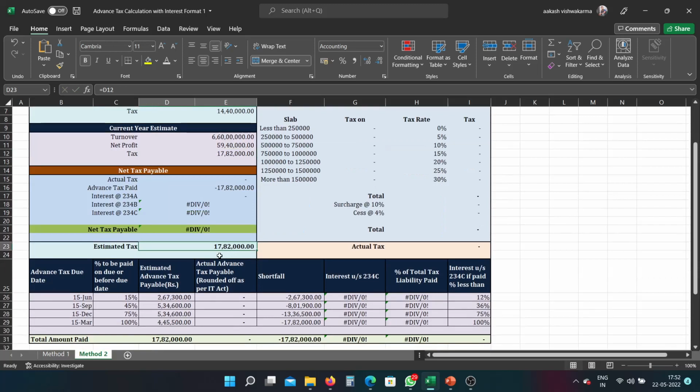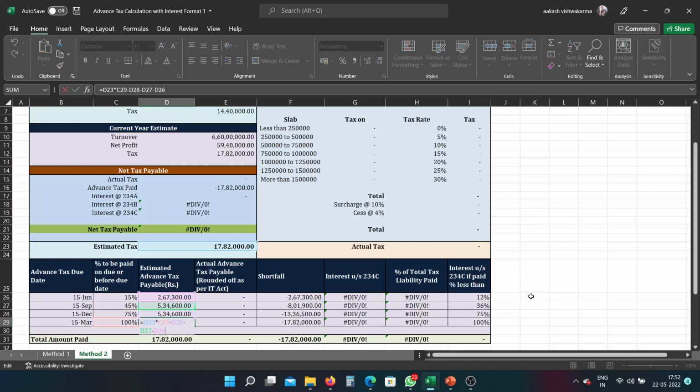So before June 15th we have to pay our first installment, which is 15% of our estimated tax liability. Next, we have to pay the second installment of advance tax, which is 45% of our estimated tax liability minus the tax we have already paid in the first installment. Then, the third installment is 75% of tax minus tax paid in first and second installment. And finally, the fourth installment is 100% of tax liability minus first, second, and third installment tax paid.